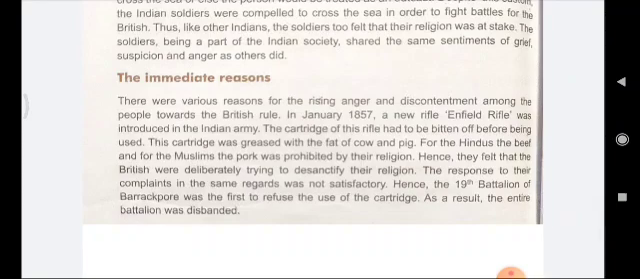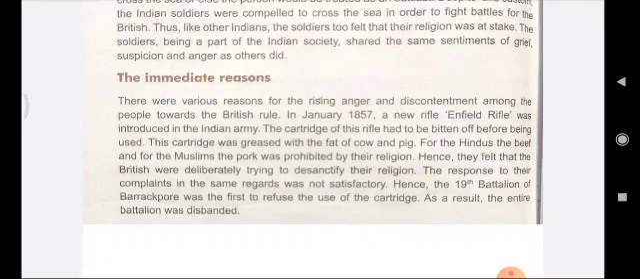The cartridge was greased with the fat of cow and pig. For Hindus, beef, and for Muslims, pork, was prohibited by their religion, that means banned by their religion. Hence they felt that the British were deliberately trying to desecrate their religions, that means to make them act against their religion.